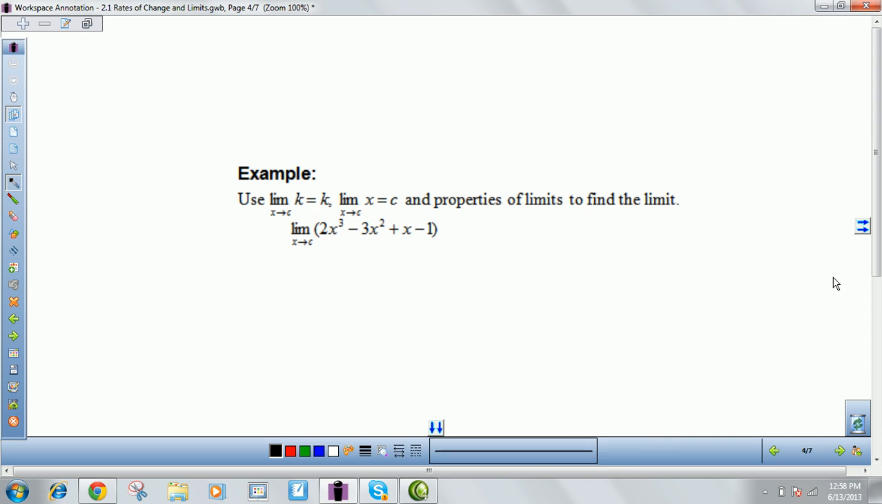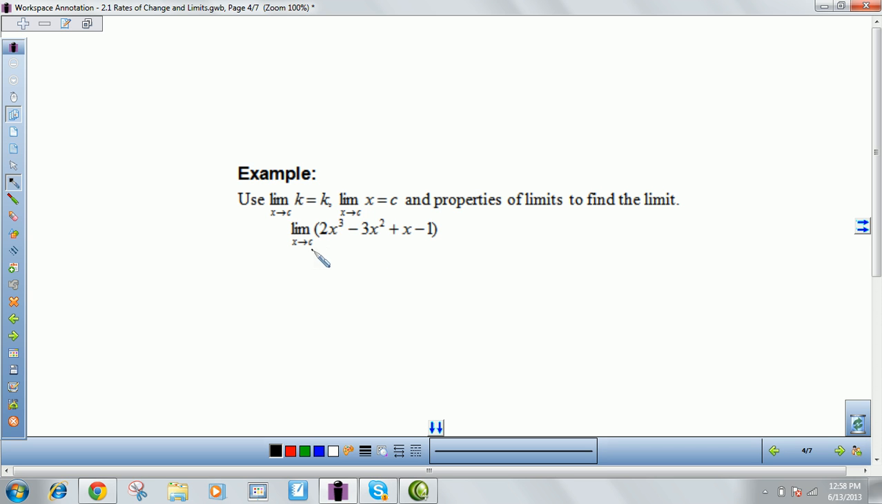Let's do an example here. You know that the limit as x approaches c of k is some constant. So c is a constant and k is a constant, but they are different constants. So the limit as x approaches c of some constant is equal to that constant. And the limit as x approaches c of x is equal to c. Use those properties to evaluate this.